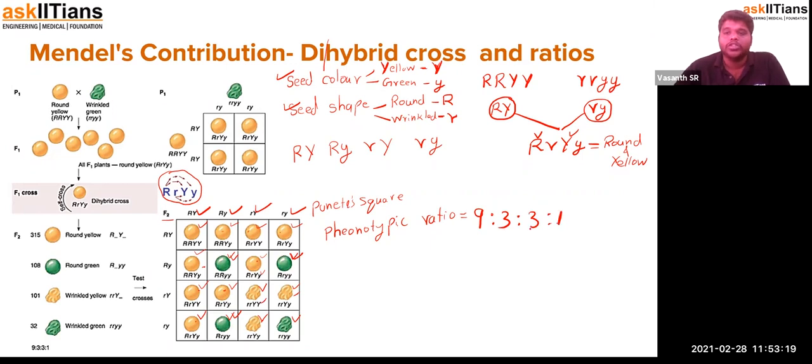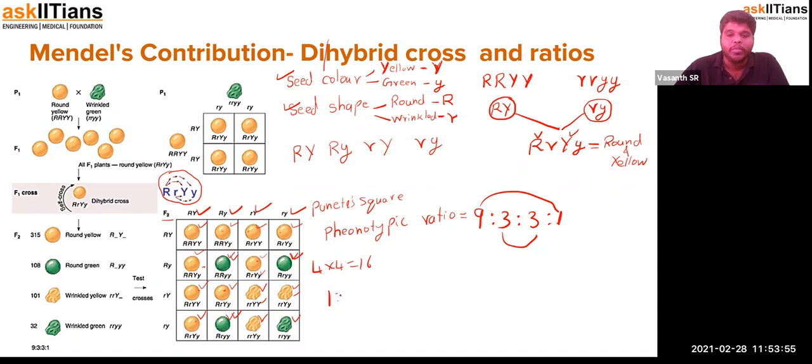So 9:3:3:1. 9 plus 1 is 10, and 10 plus 6 is 16. So 4 rows and 4 columns, 4 into 4 is equal to 16. So that is also the phenotypic ratio. Now, the genotypic ratio for this is really tough, but it is easily acquired. That requires you to check how many of them were capital R, capital R, capital Y, capital Y. So there is only 1. And then capital R, capital Y, and small y.